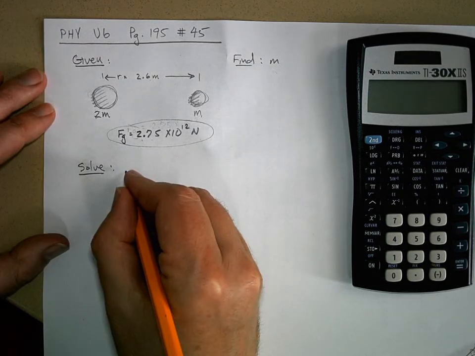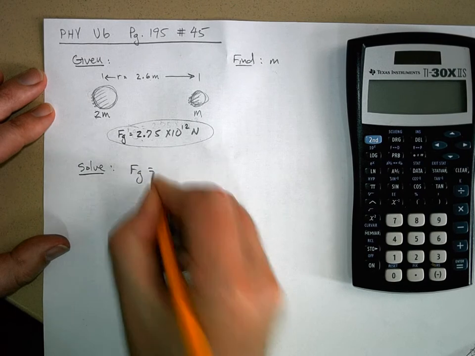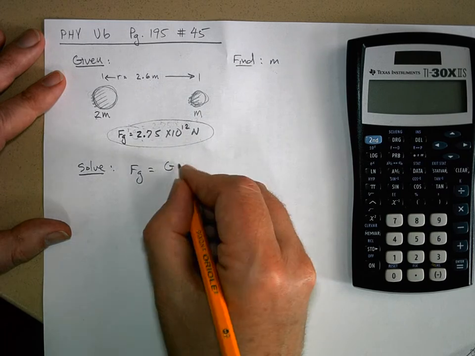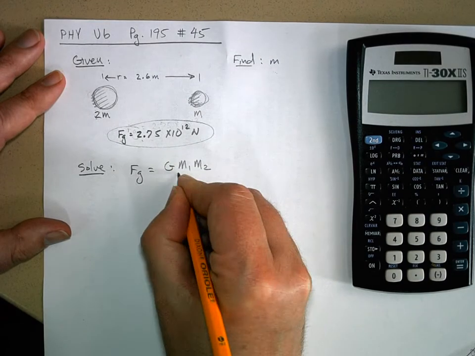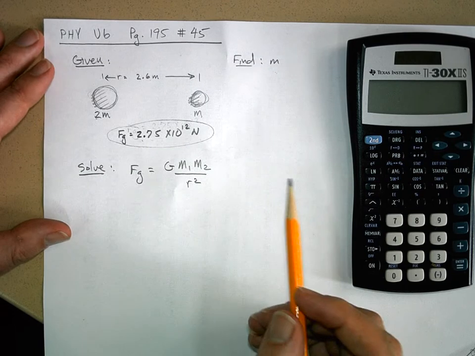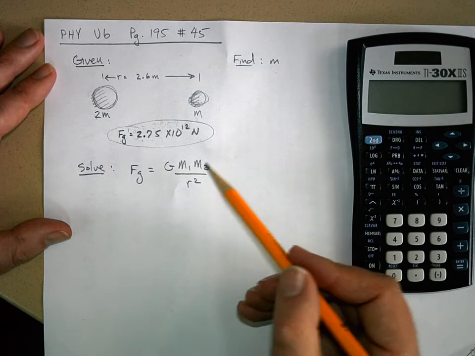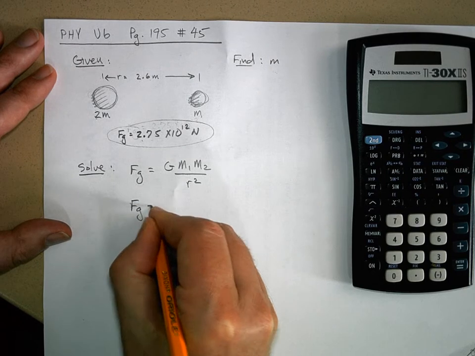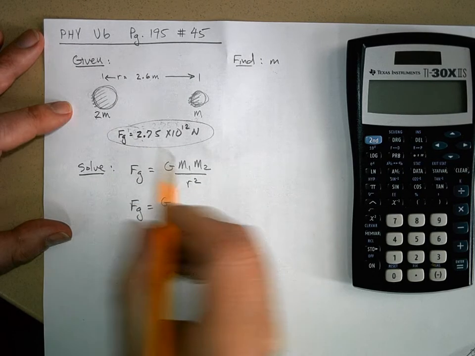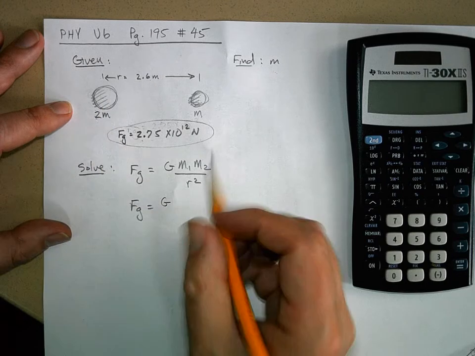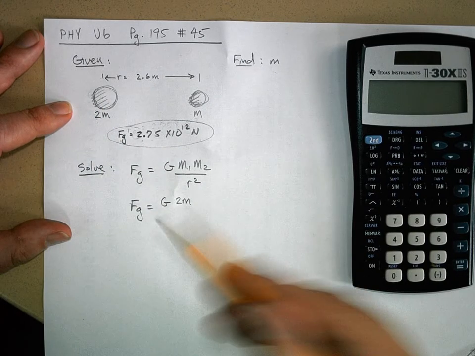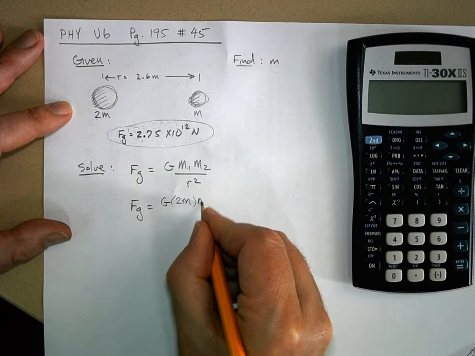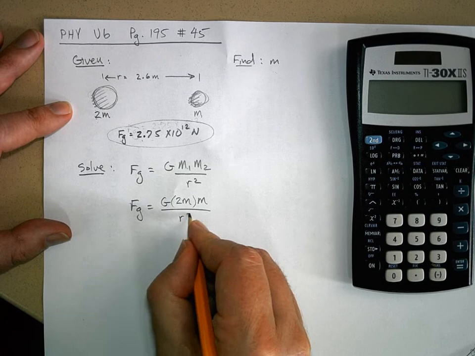So if we have this, we know that the force of gravity between two massive objects is the gravitational constant times m1 times m2 over r squared. This is the basic equation. Now we want to apply what we know to this. So we know that force of gravity is equal to G. Now m1, we'll call this m1. m1 is just 2m. And that's how this one's kind of tricky. And then what is m2? Well, we're just calling that m, over r squared.